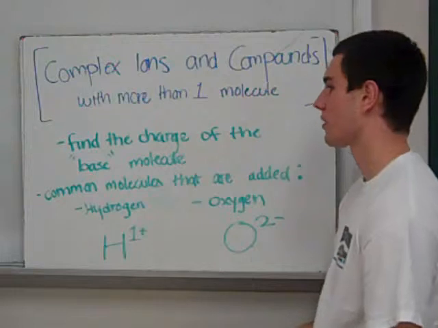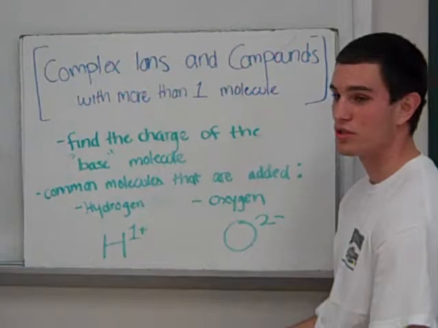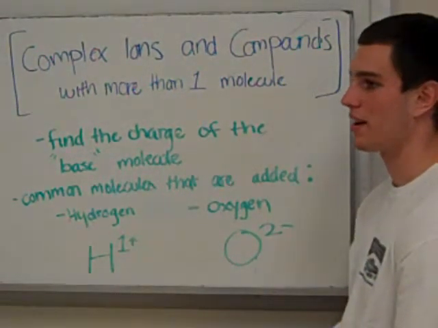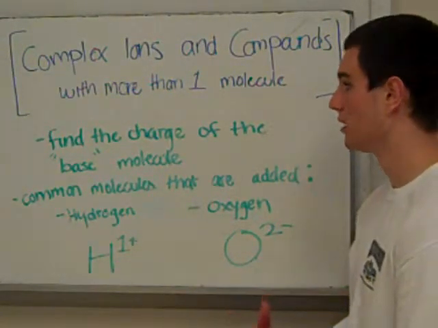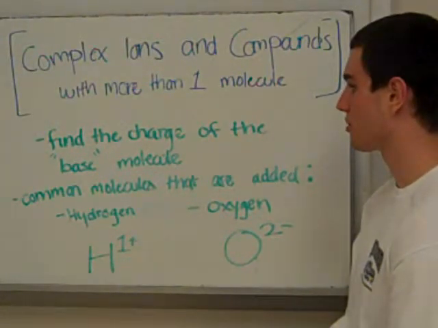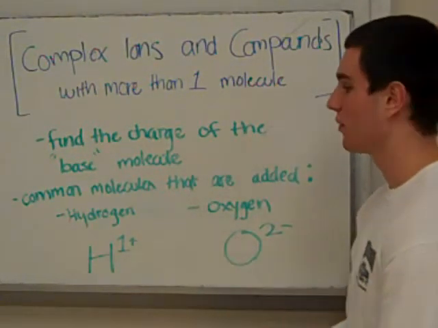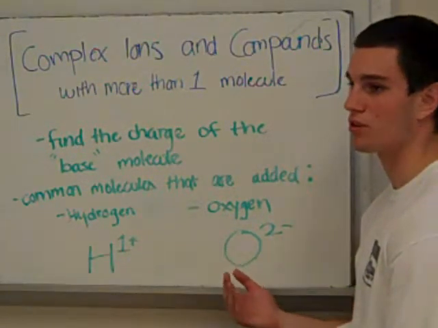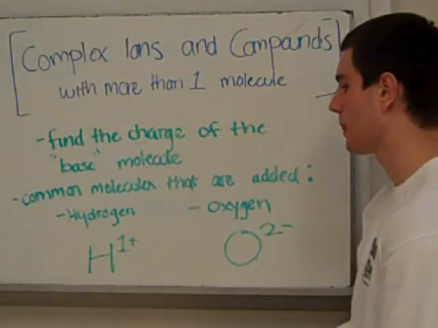But now we're going to look at how you calculate and assign these oxidation numbers, because most of the time they're not always given to you and expressly stated, and you'll have an element or a molecule that's within a much larger ion or compound. So when we want to find the charge of our molecule here, we're going to look for our base molecule, and the way that we find the charge of this base molecule is we have to use common molecules that are going to be added to form our ionic compounds and complex ions.